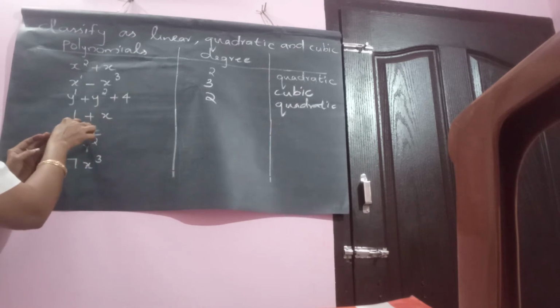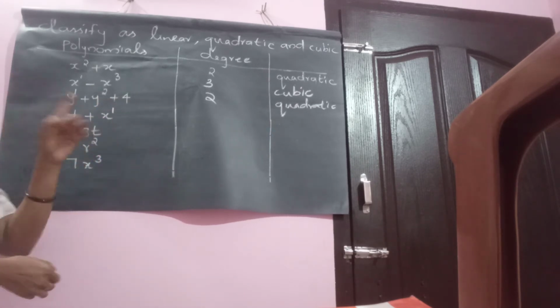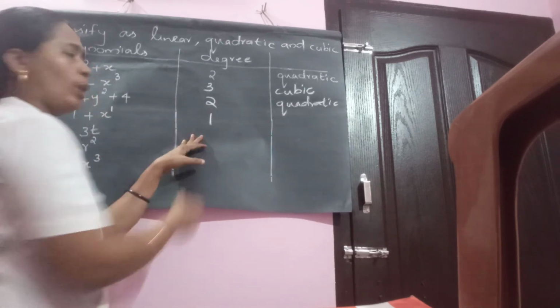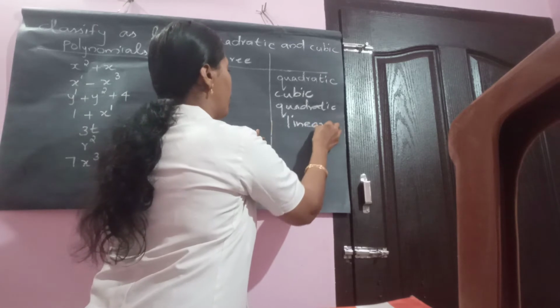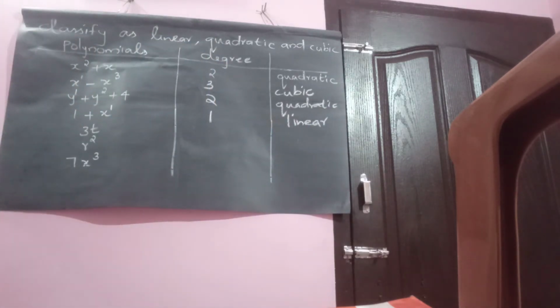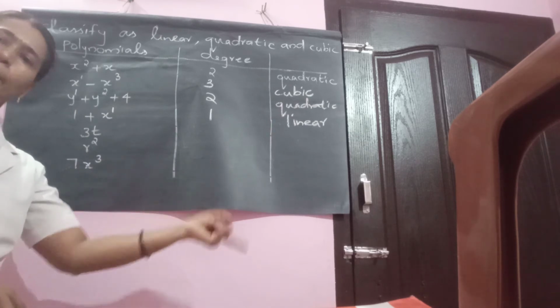And this is 1 plus x given. So here it is 0, here it is 1. When x is written, the power is 1. Power 1 means the degree is also 1. And it is called a linear polynomial. When the degree of the given polynomial is 1, it is called a linear polynomial.